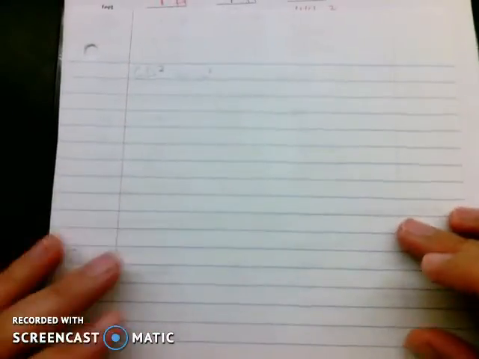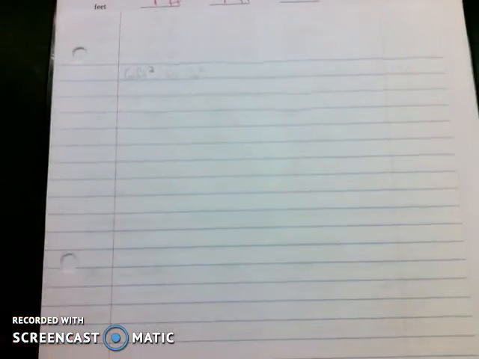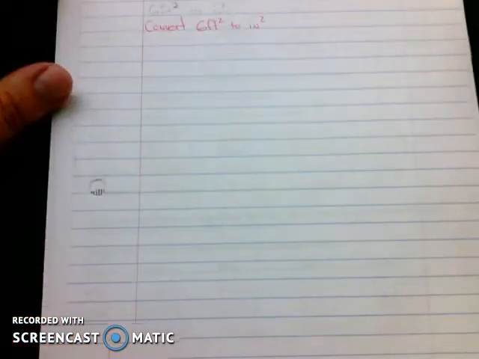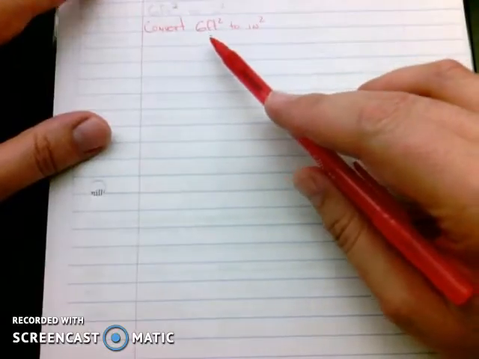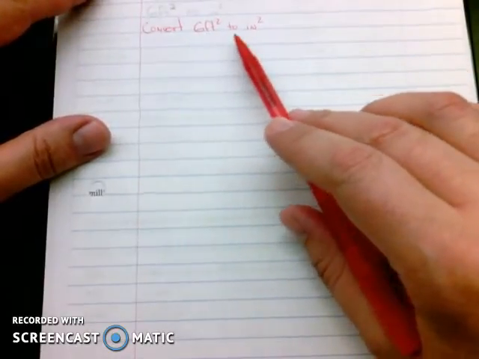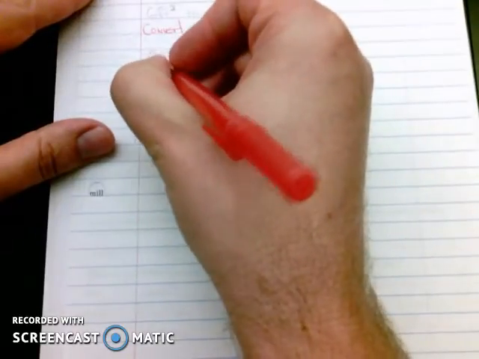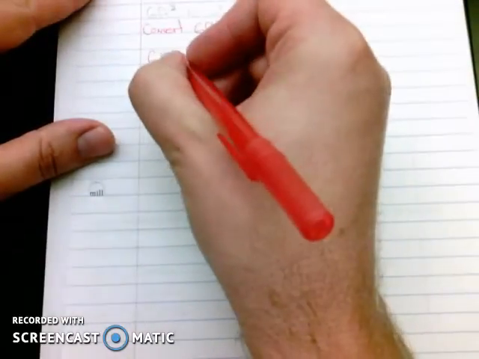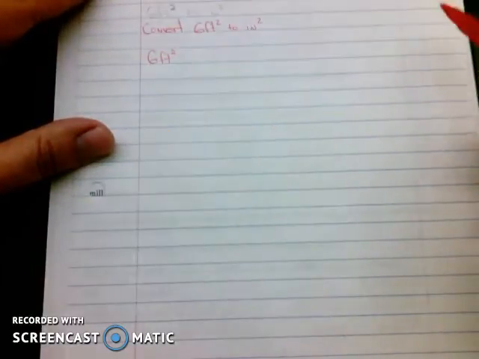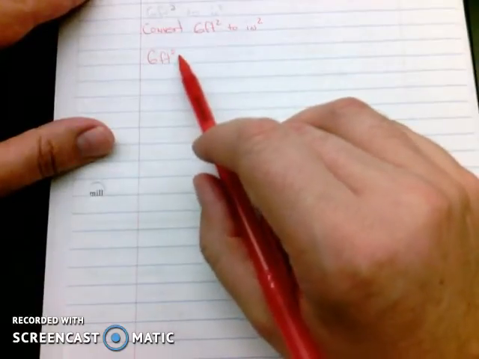On the sheet of notebook paper, I'm going to grab a red pen. Okay, I'm back with my red pen so you can see this a little better. I'm going to convert 6 square feet to square inches. Again, I just write down my given: 6 feet squared. The 2 goes after the unit when you're squaring it.